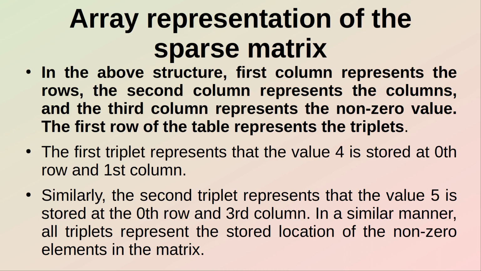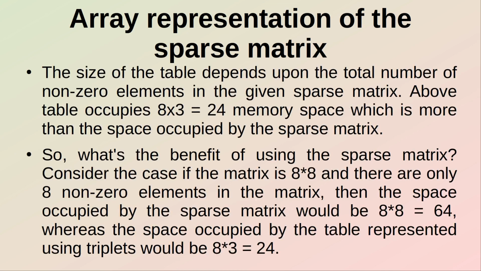Then, as I already told you, the triplet. Now it will be represented in the theoretical format. Here 8 elements is one example. Taking 8 elements means 3 times 8, which is 24. 3 means triplets: row index, column index, and then another value. So totally 24 memory spaces. Suppose we use the sparse matrix, it will take 8 into 8, which is 64 memory spaces. So that's why we use the table structure, the array table structure.